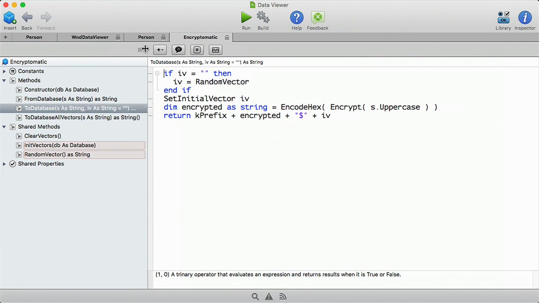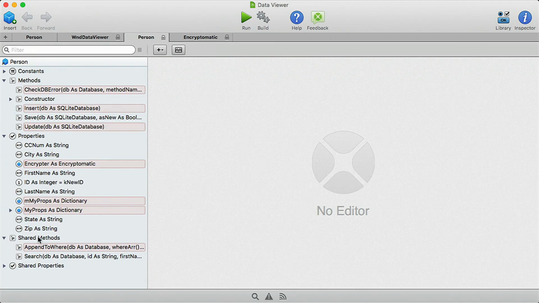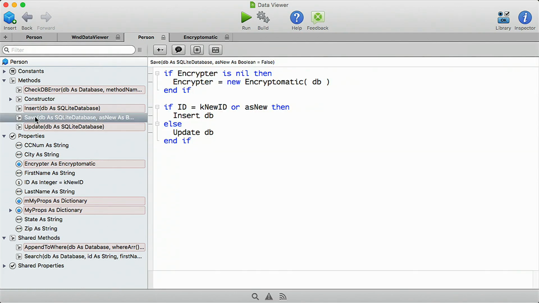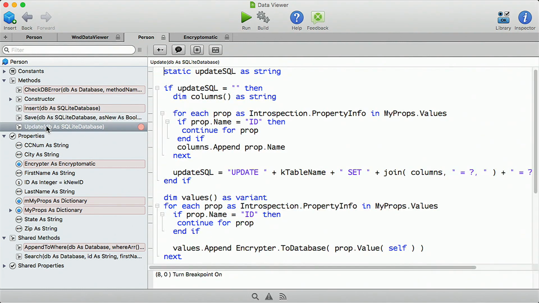When we want to save a person, a new Encryptomatic is created if one doesn't exist. If there is no ID for the person, it's going to do an insert. Otherwise, it's going to do an update. And those will run the columns through the Encryptomatic, calling the to database functions. The Encryptomatic knows where to get the vectors. It creates the data to store, and that gets stored in the database. When it pulls it out from the database, the reverse process happens.